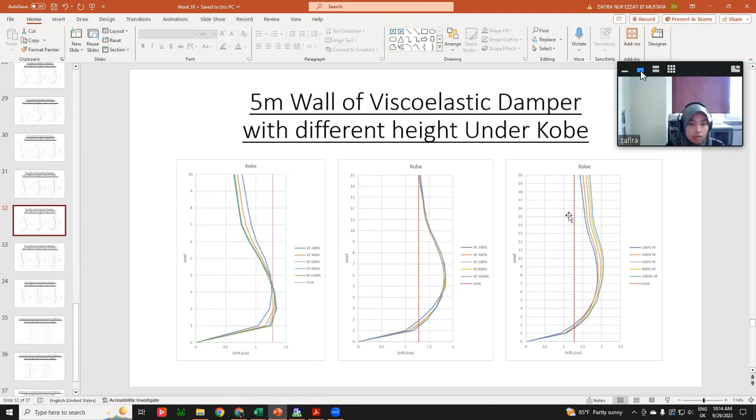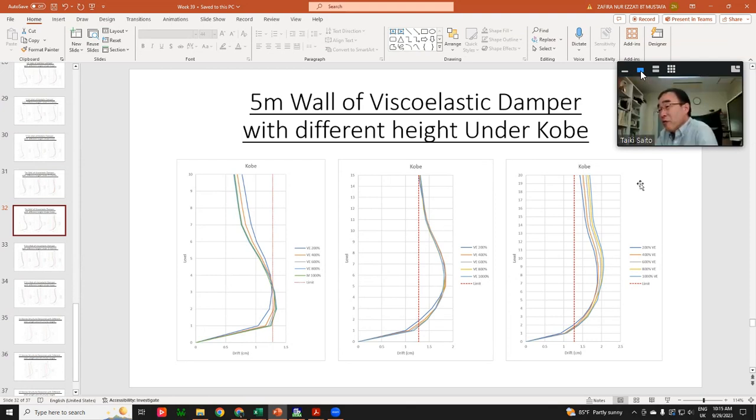I think Kobe has a very sharp spike wave in the middle of the record, so the story drift is larger compared to El Centro. When the height of the building is higher, the building is more flexible to bend compared to the short building. And the natural period of the building is also different, and that's why the inter-story drift is also different compared to other building heights.